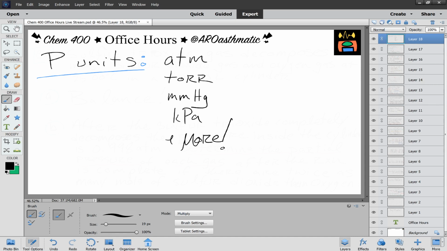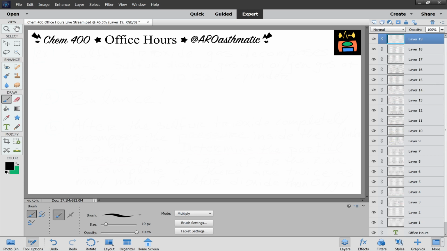Okay, follow-up question. Is there a way to do it through the mole fraction? Oh, do this problem through the mole fraction. So you're saying do it through, because there's two ways to write Dalton's law of partial pressures, right? So you can write Dalton's, okay, here, hang on one sec.